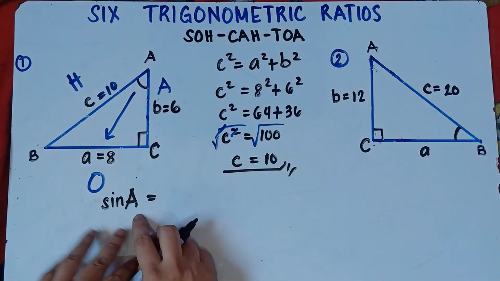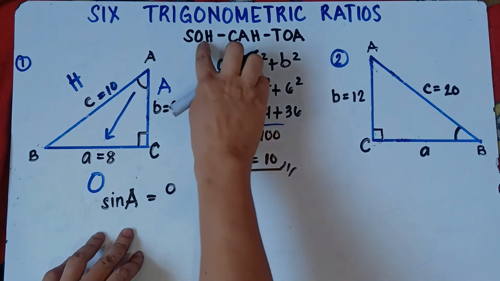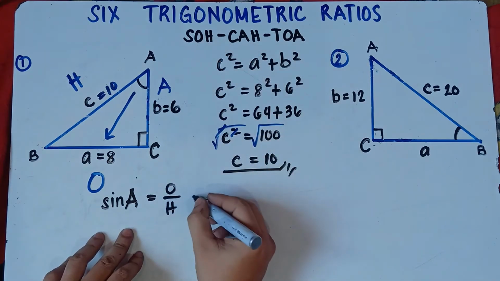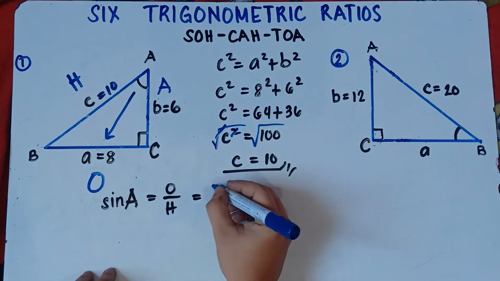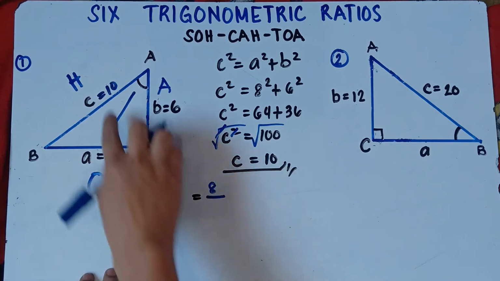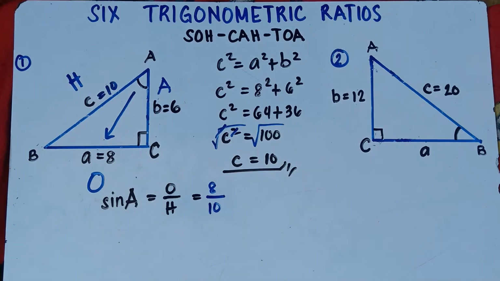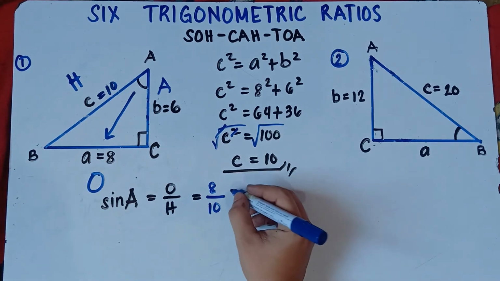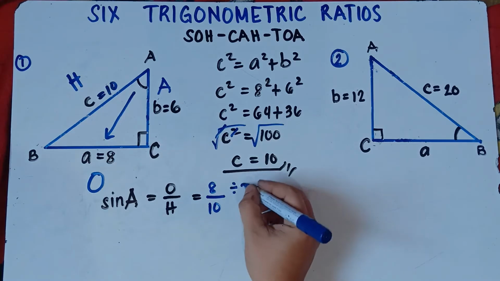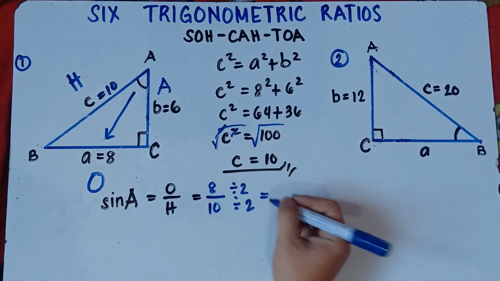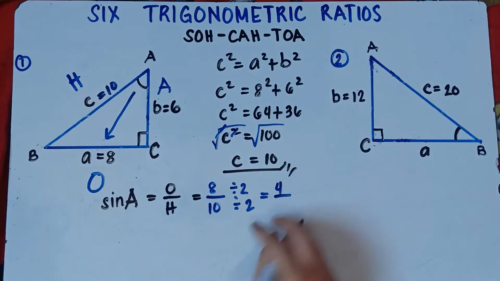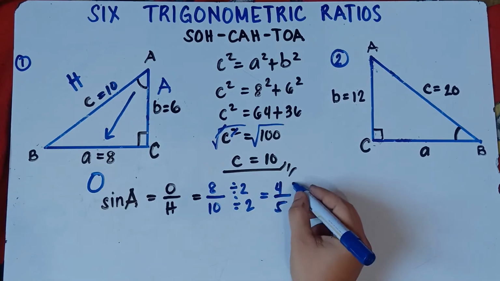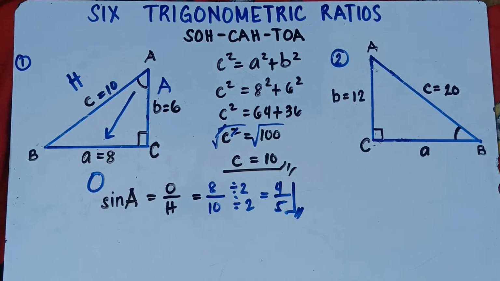Okay, so sine A equals opposite over hypotenuse. And our opposite is 8. So 8 over hypotenuse is 10. So 8 over 10. So check, class. Can we reduce? Yep, we can reduce. So we can reduce this one by what number, class? That's correct. We can reduce this one by 2. The GCF of 8 and 10 is 2. So 8 divided by 2 is 4. 10 divided by 2 is 5. That's it, class. That's the answer for sine A.